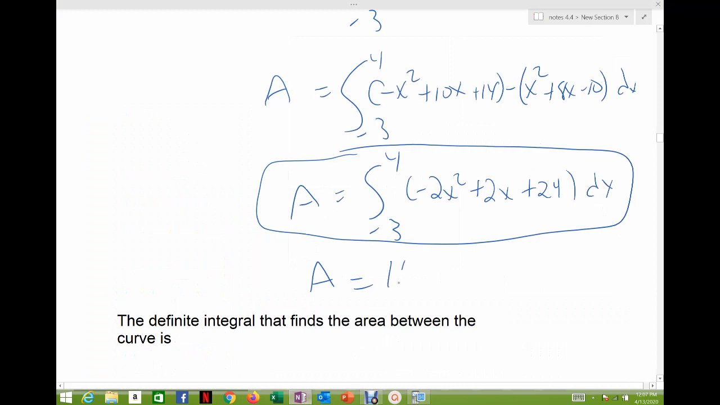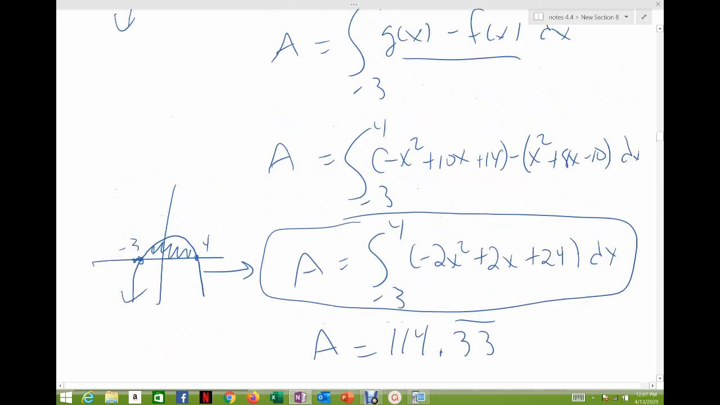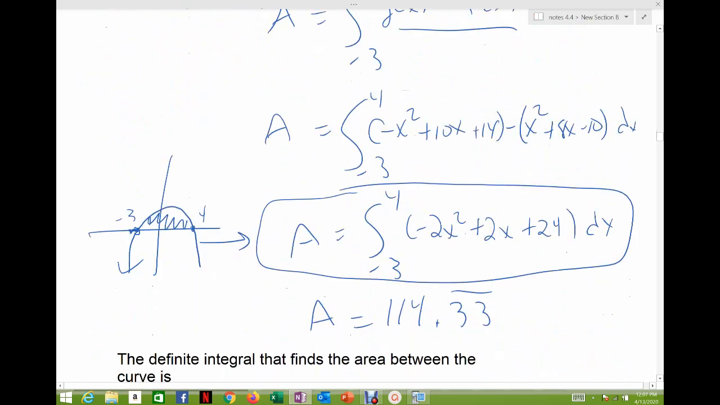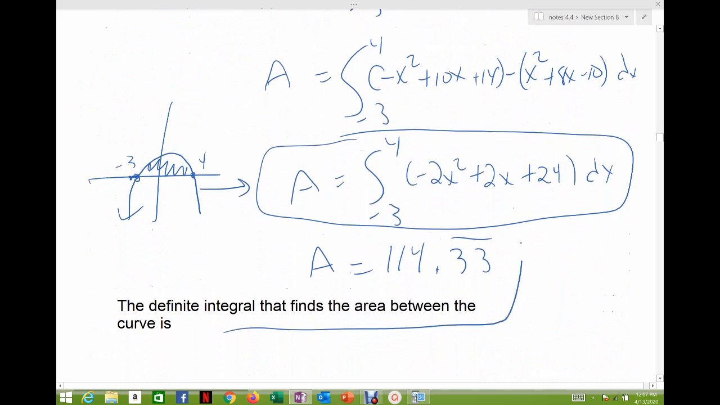So the area is 114.33 repeating. Again, we found it by regraphing that new function from negative 3 to 4 and finding this area. That's how we found the area, and that area is exactly the same as this area, but we had to adjust it in order to use our fundamental theorem of calculus. So there is the definite integral that finds the area between, and there's the exact area.